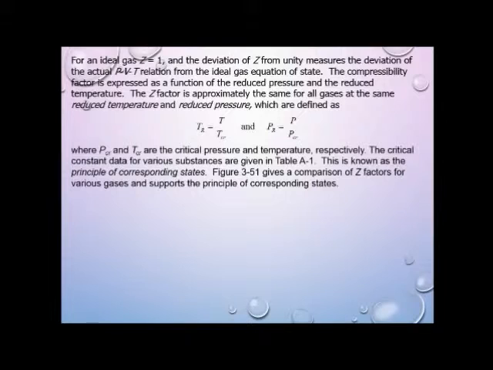So these are the values. The Z factor is approximately the same for all gases at the same reduced temperature and reduced pressure. You get the reduced temperature and pressure from the ratio of the given pressure to the critical pressure and the ratio of the given temperature to the critical temperature. This is known as the principle of corresponding states.